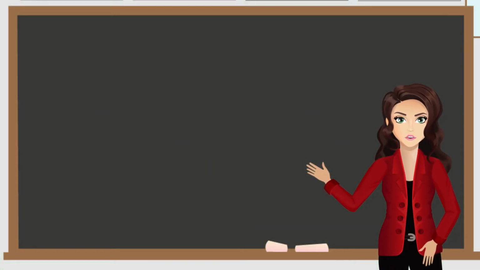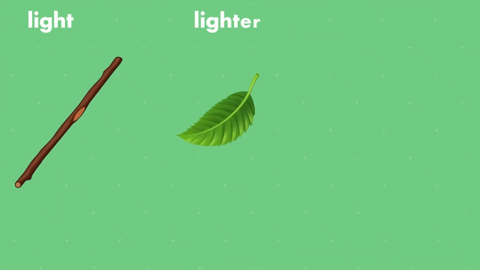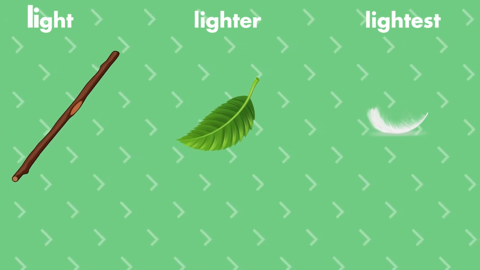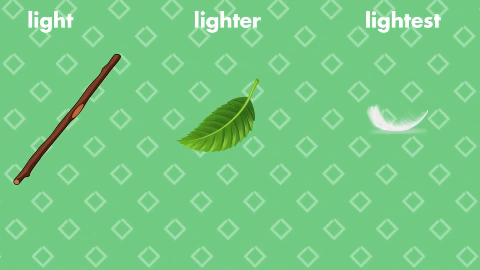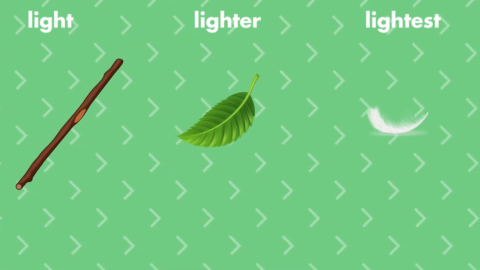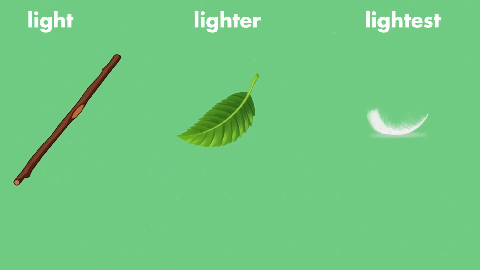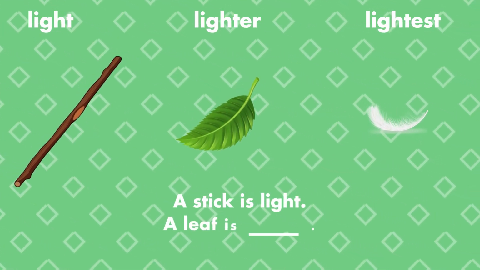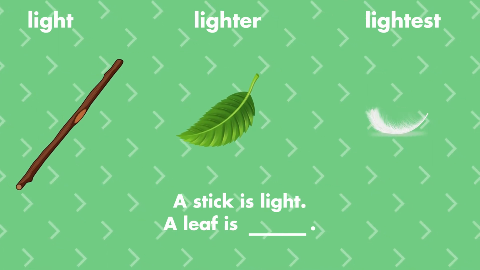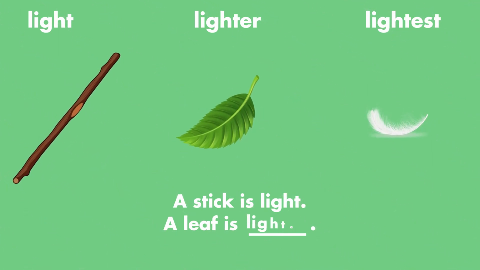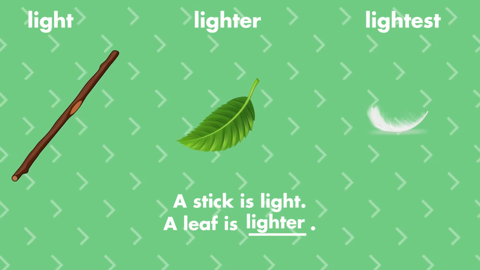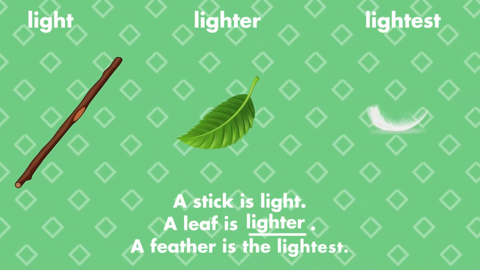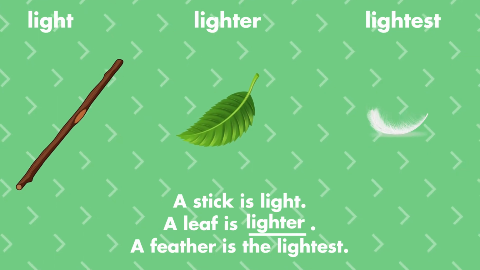Now it's your turn to practice. Let's begin. Light, lighter, lightest. Can you fill in the blank for me? A stick is light. A leaf is... That's right. A leaf is lighter. A feather is the lightest. Great work.